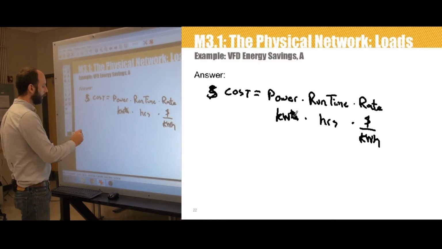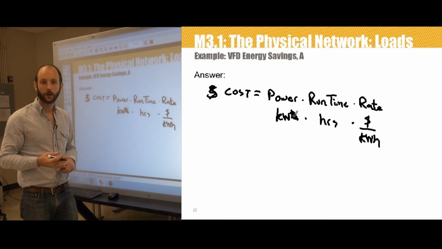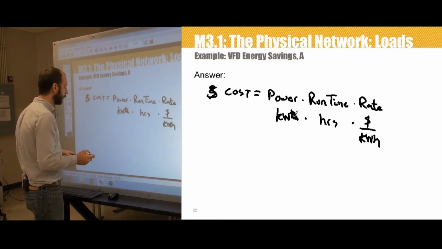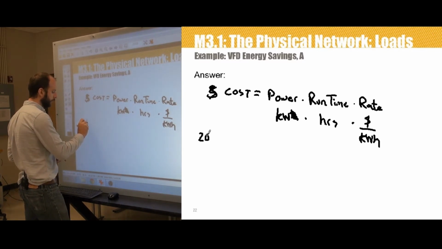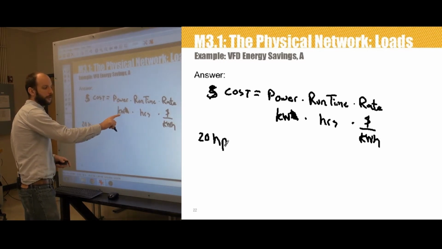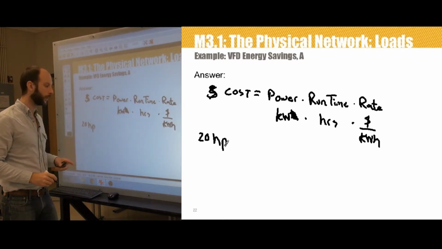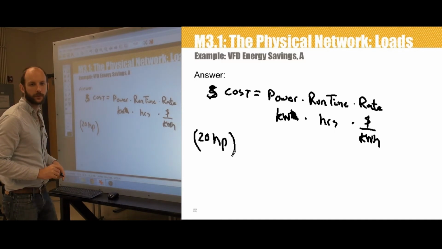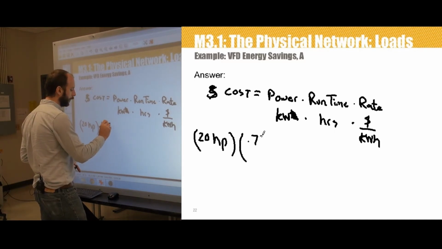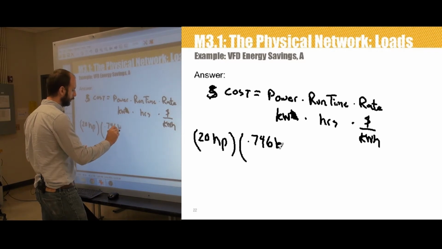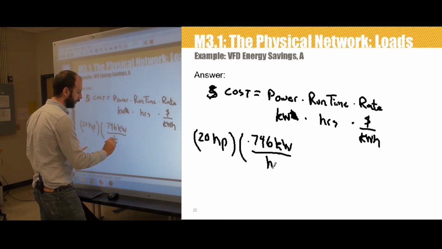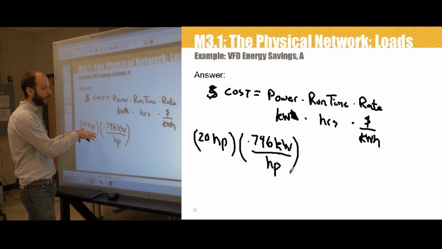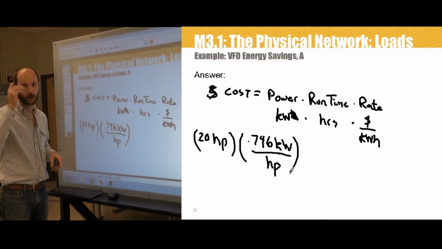So the cost for running that 20 horsepower motor for 365 days a year, 24 hours a day at 10 cents a kilowatt hour. Let's do that calculation. So the 20 horsepower, right? Remember, this power's got to be in kilowatts for these units to cancel. So the first thing that we do is we convert 20 horsepower over to kilowatts. So we multiply by 0.746 kilowatts per horsepower. That's a power conversion. This section of the equation is just converting that 20 horsepower over into kilowatts.